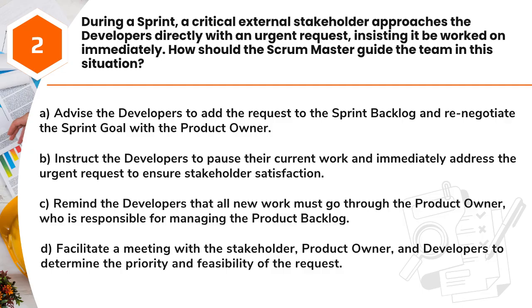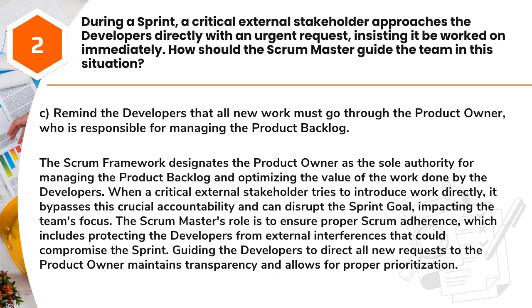A. Advise the developers to add the request to the sprint backlog and renegotiate the sprint goal with the product owner. B. Instruct the developers to pause their current work and immediately address the urgent request to ensure stakeholder satisfaction. C. Remind the developers that all new work must go through the product owner, who is responsible for managing the product backlog. D. Facilitate a meeting with the stakeholder, product owner, and developers to determine the priority and feasibility of the request.